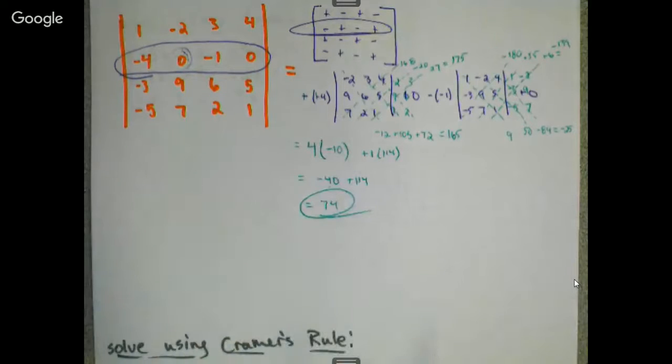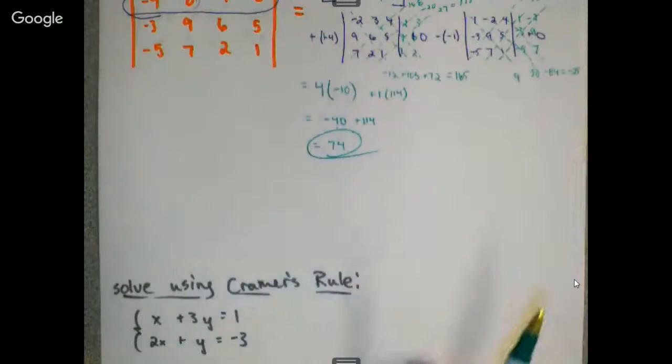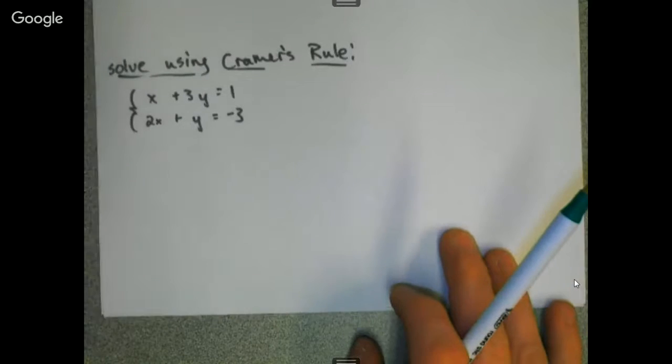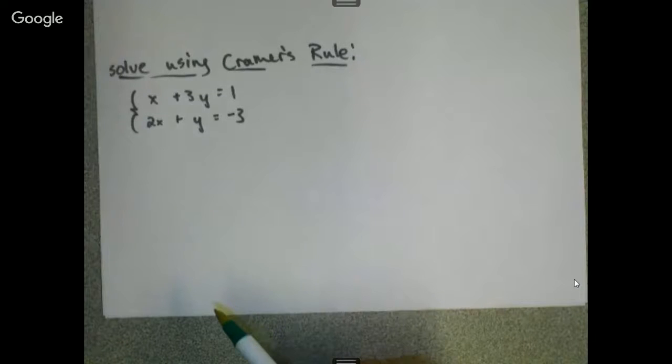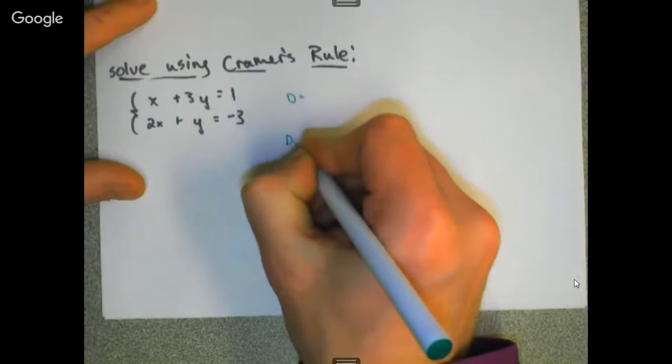A lot of work, but again, it's simple math. We're multiplying and adding and subtracting. So we want to solve using Cramer's rule. I already did one like this, I believe. Just want to make sure I didn't do, nope, I didn't do that one. So we need D, Dx, and Dy.